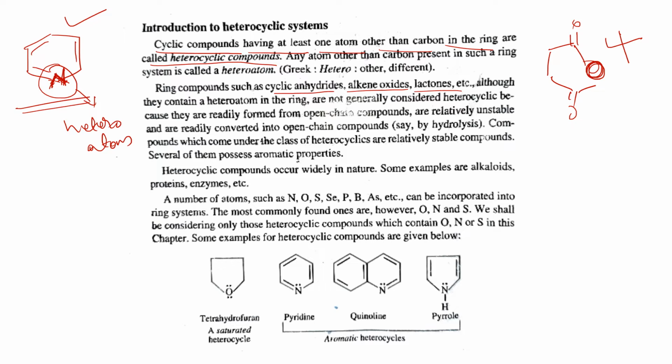അതിന് കാരണം ഈ cyclic anhydride which is formed from an open chain compound. That is, this type of compounds are formed from open chain compounds and relatively unstable ആണ്. These compounds are relatively unstable and readily converted into the open chain compounds.